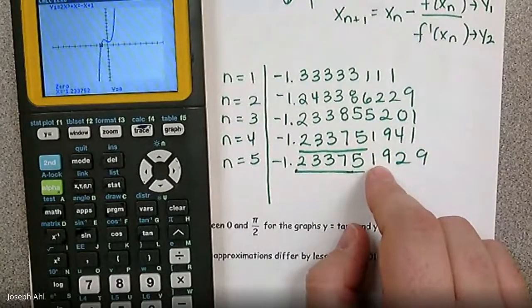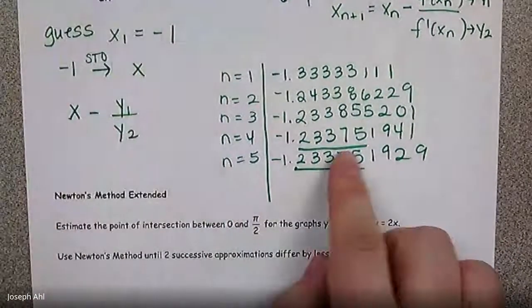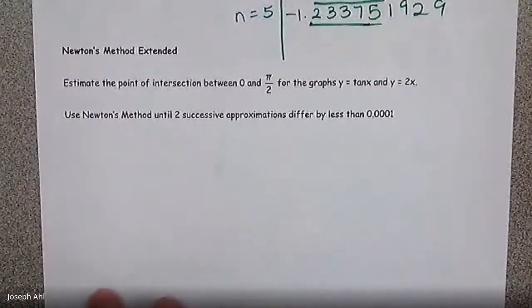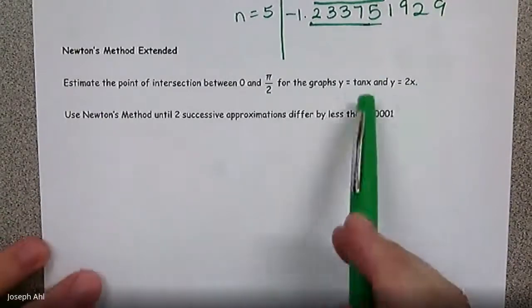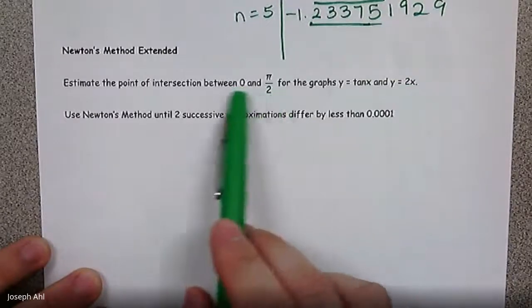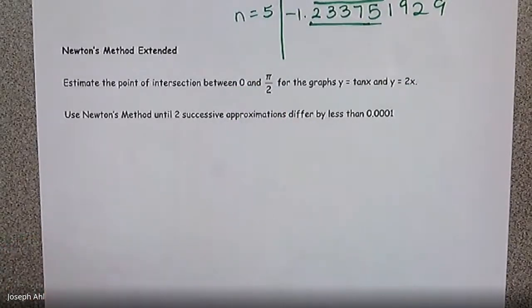Okay. So kind of a cool process. Let me show you how we can shortcut it a little bit rather than storing the new value in X every single time. The last thing we're going to do is take a look at an extension of Newton's method, which is being able to find an intersection between two functions. And we're looking at that specific intersection that happens between 0 and pi over 2 for this example.